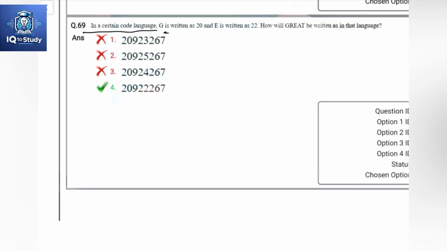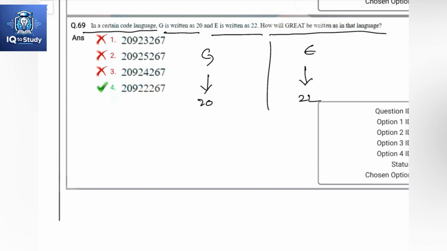In a certain code language, G is written as 20, E is written as 22. How will GRADE be written in that language? Here they have given G as 20 and E as 22.